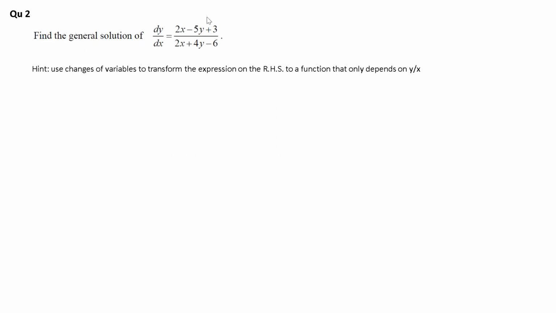What you want to do here is essentially, if you get rid of the 3 and get rid of the 6, then we are done, right? Then we only have the 2x minus 5y and 2x plus 4y. Then you divide both numerator and denominator by x, and you realize it is a homogeneous function. But how do you get rid of the 3 and the 6? That's the thing.